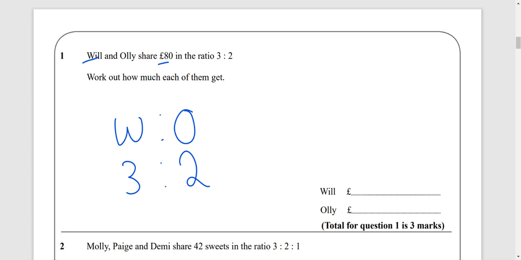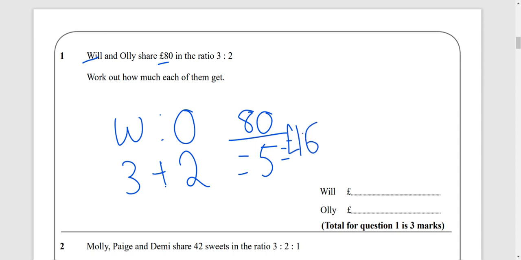The first step is to add these ratios. 3 plus 2, that gives me 5. Now I need my total amount. I'm going to do my total amount divided by the amount of both my ratios. 80 divided by 5 gives me 16. In this case, it is £16 because we're dealing with pounds. £16 is equal to 1 share.